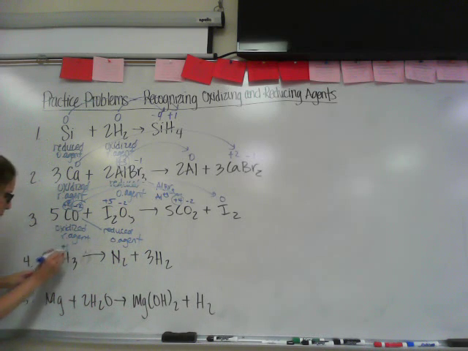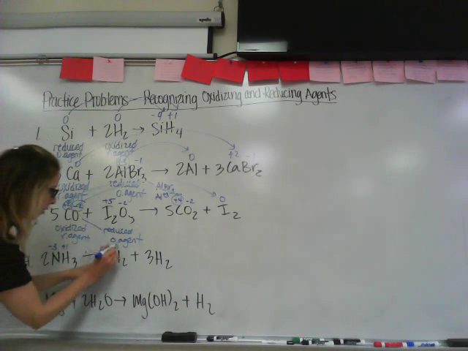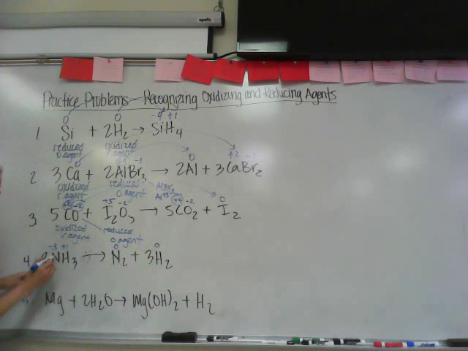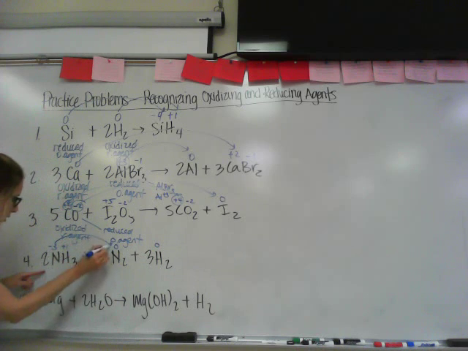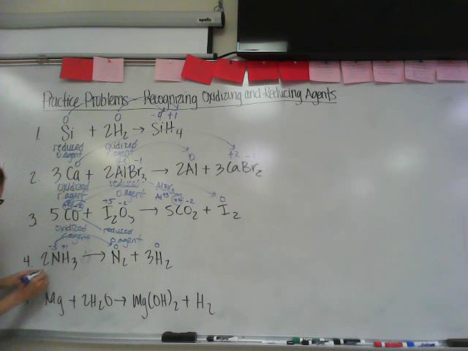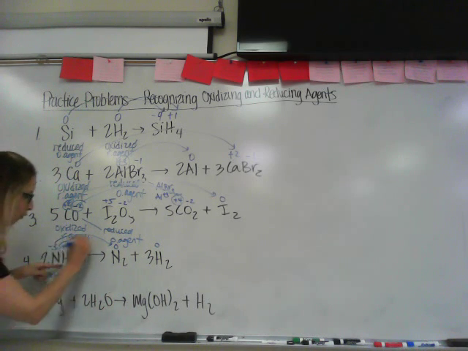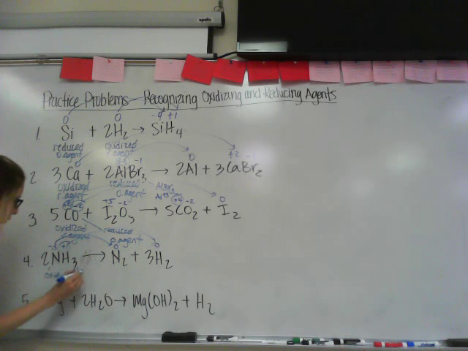Down here, hydrogen is a +1, nitrogen's a -3, N2 is 0, H2 is 0. Nitrogen went from a -3 to 0, so that means that this is losing electrons, so this is oxidized. And then H went from a +1 down to 0, so this is reduced. This is the reducing agent, this is the oxidizing agent.